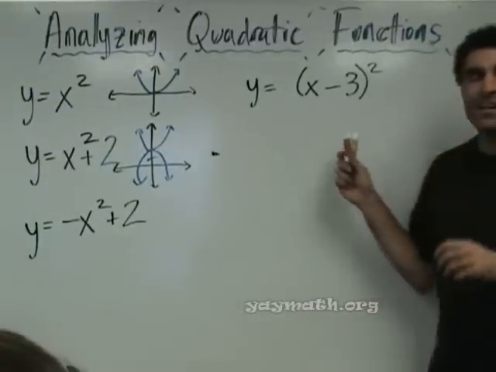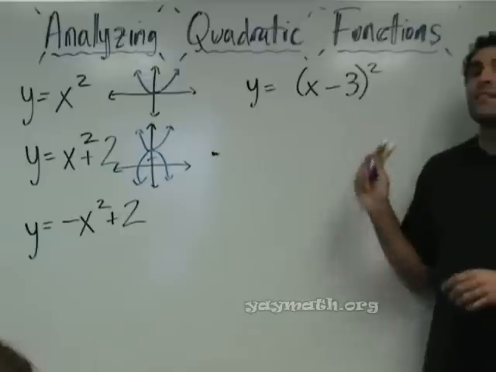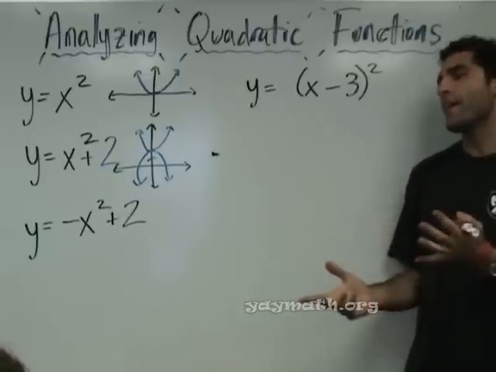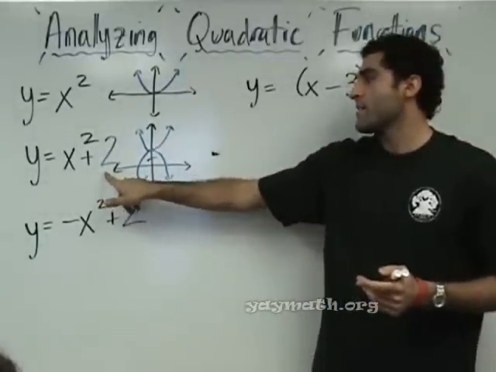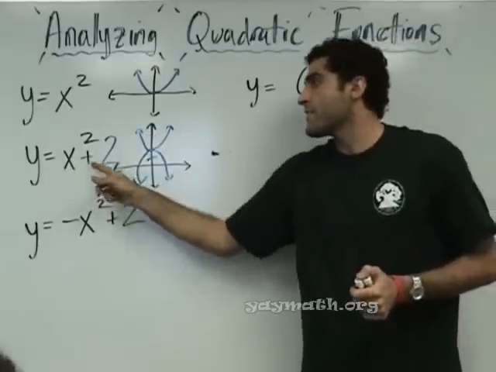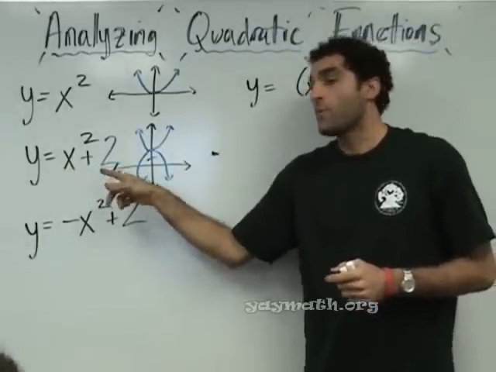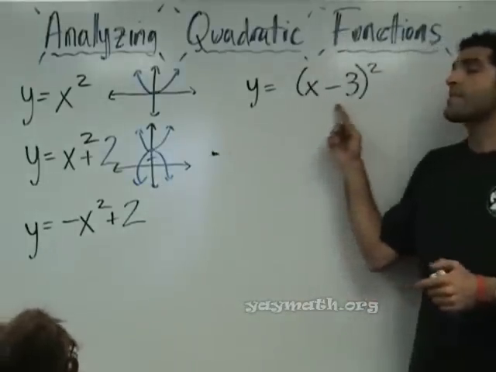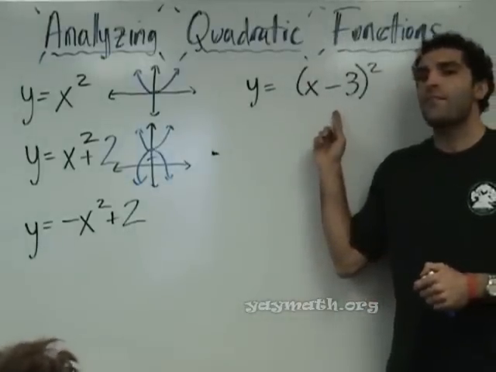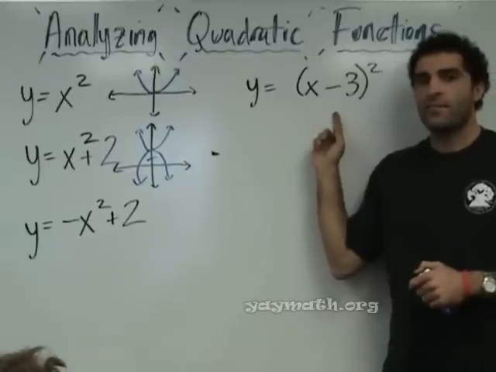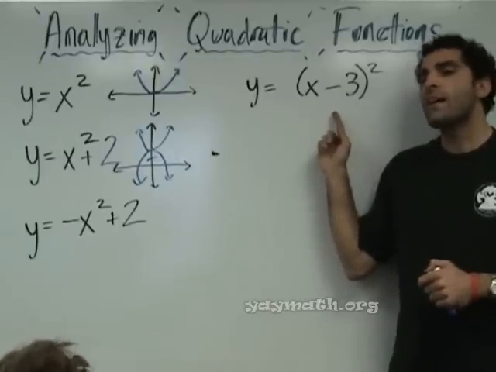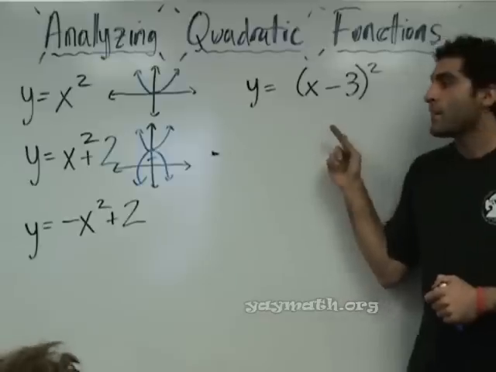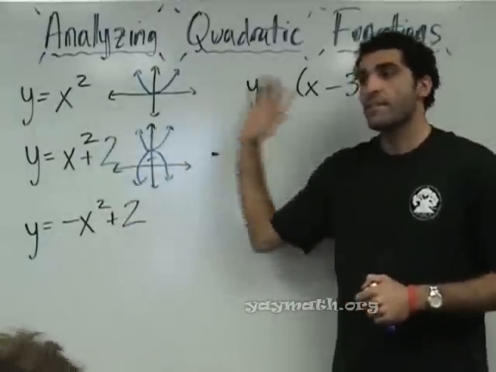All right, so we snuck in a minus 3 here. So think about it. If this is up 2, and if it said minus 2, it would be starting down 2, of course. Is this up or down, or is this left or right? It's left or right. How do you know?